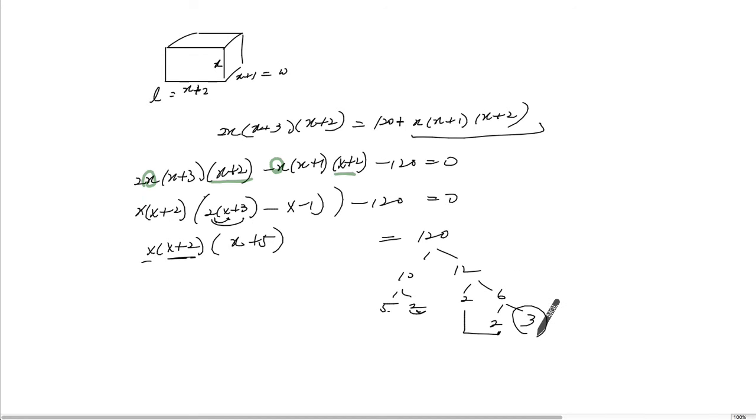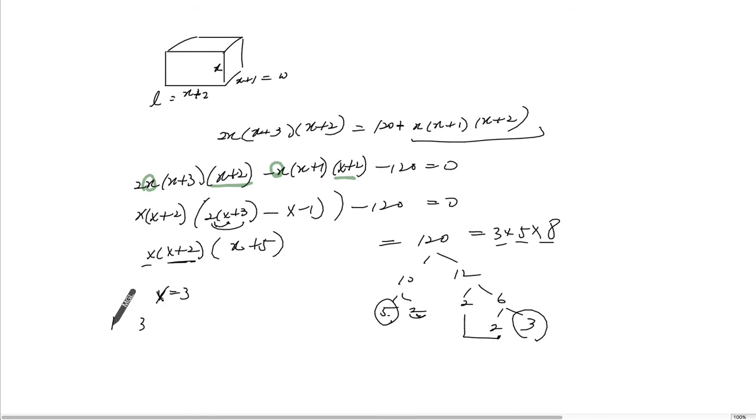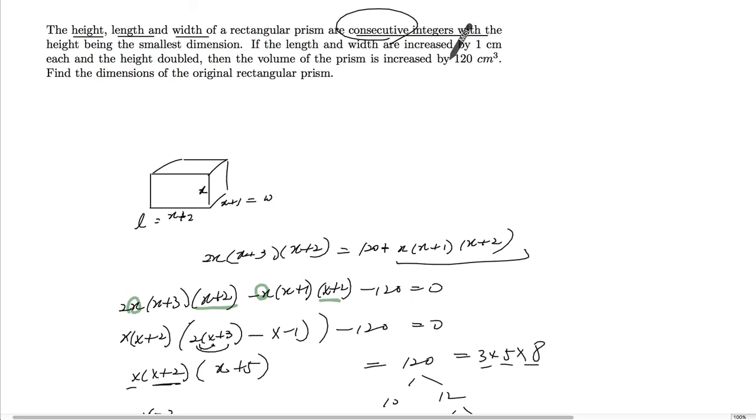But if x is equal to 3, then x plus 2 can be 5, and x plus 5 can be 8. That works. So x should equal 3. This is 3 times 5 times 8, exactly the same pattern as this. So by trial and error, we can see that x should equal 3. So what are the dimensions of the original? 3 is the height, the width is 4, and the length is 5. And of course the units are in centimeters.